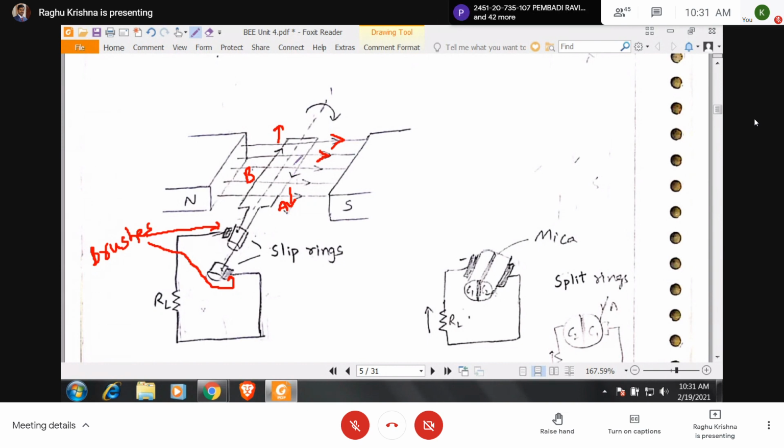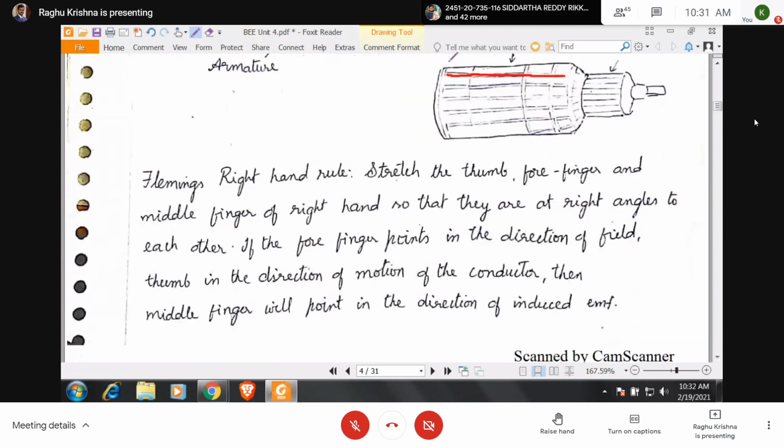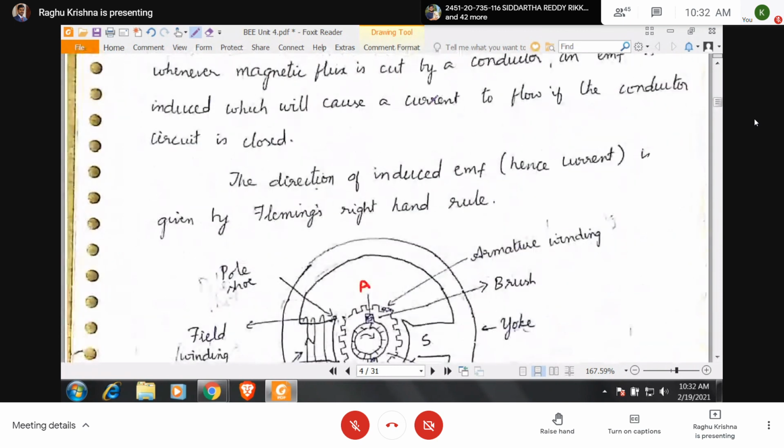How is the EMF induced according to Faraday's laws of electromagnetic induction? When a conductor cuts the magnetic flux, EMF is induced in the conductor. Now let us see the direction of induced EMF. The direction of induced EMF, and hence the current, is given by Fleming's right hand rule. What is Fleming's right hand rule?